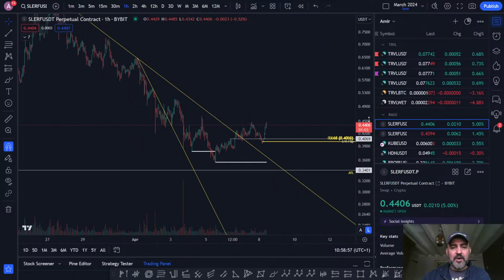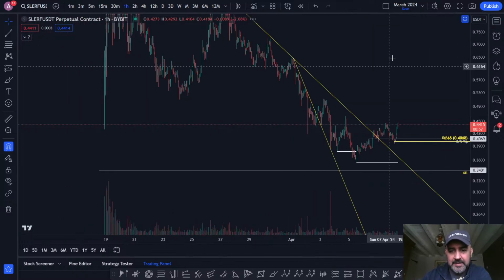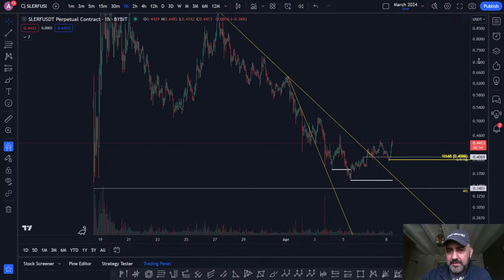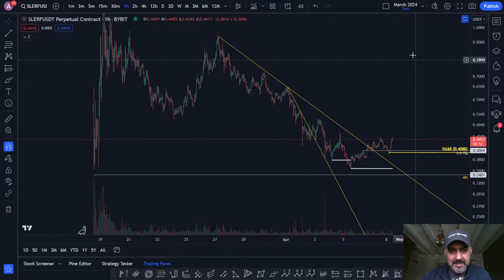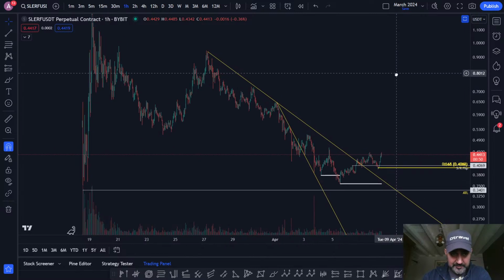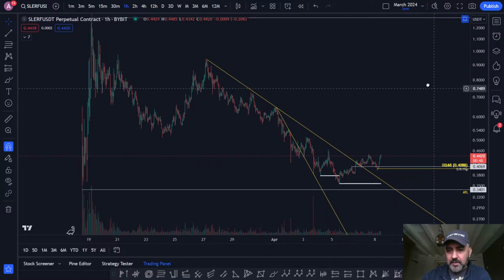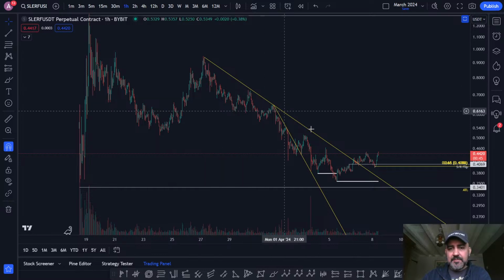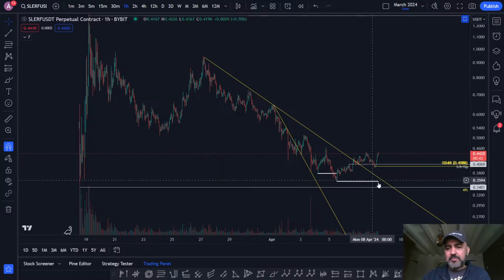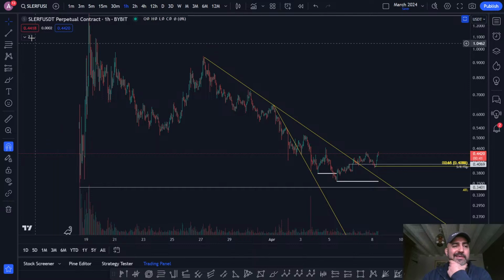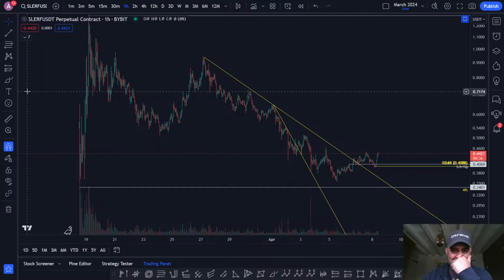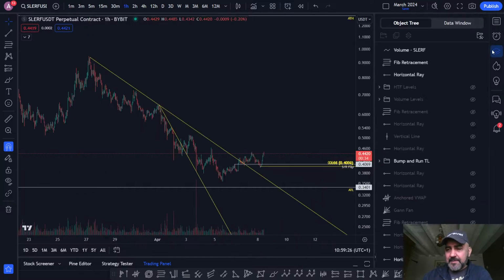All right, so let's start with Slerf. Why not? Let's start with Slerf because Slerf is the most exciting token right now. All right, so we have this bump and run idea that's completely in play right now, right? And let me just get rid of this indicator. I've explained this idea before.